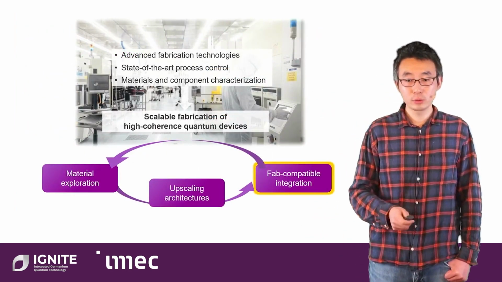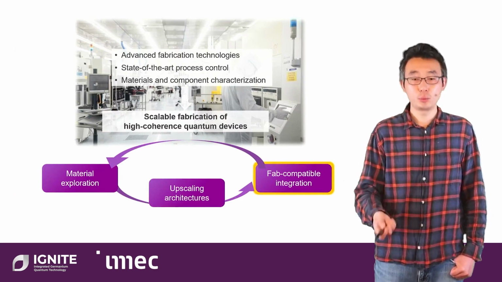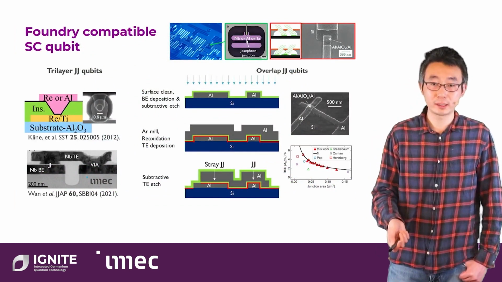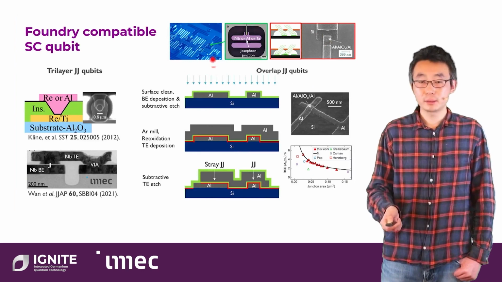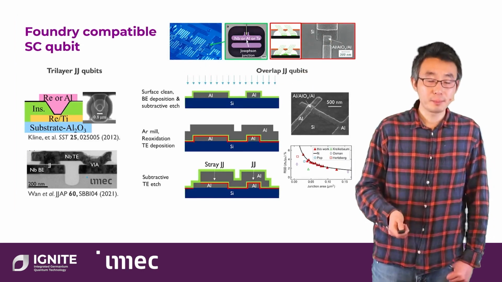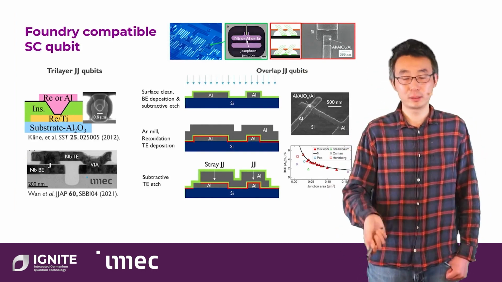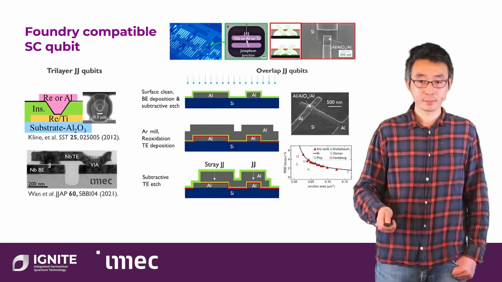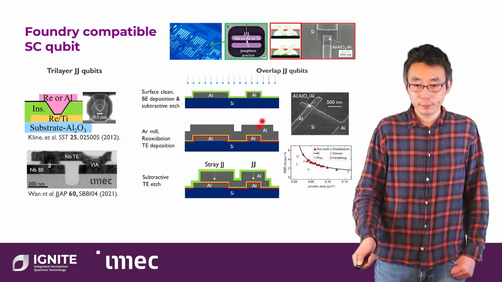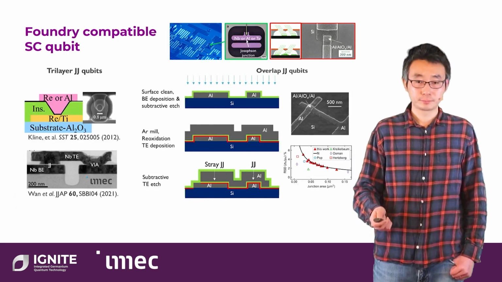So here, what we are trying to look at is a fab-compatible integration method to make our qubit structures. Here's an example: the superconducting qubits. Just a quick reminder, typically the junctions are made by shadow evaporation. But in the fab method, it can be the tri-layer junction approach or the overlapping junction approach. So basically you deposit different layers and then you etch them away. If we look into the electrical performance of those devices, the uniformity is really good.